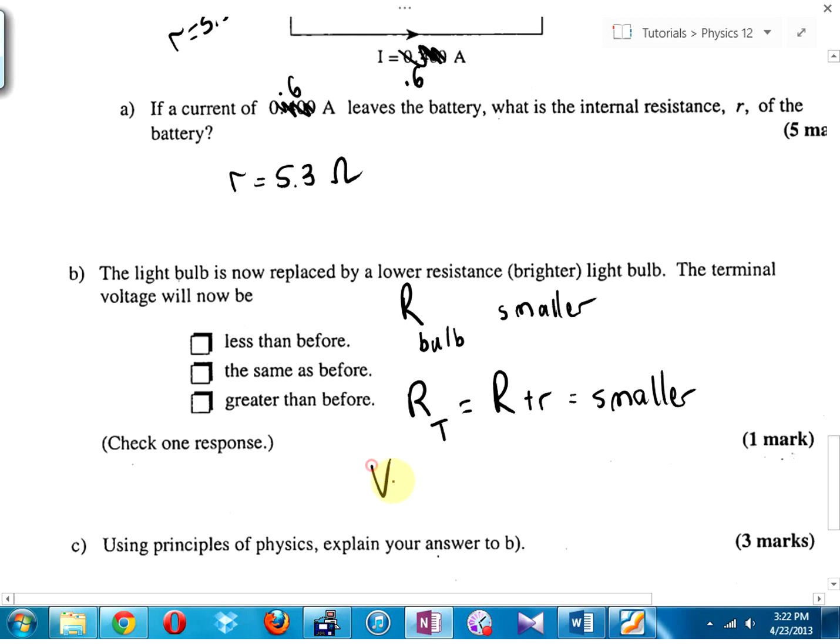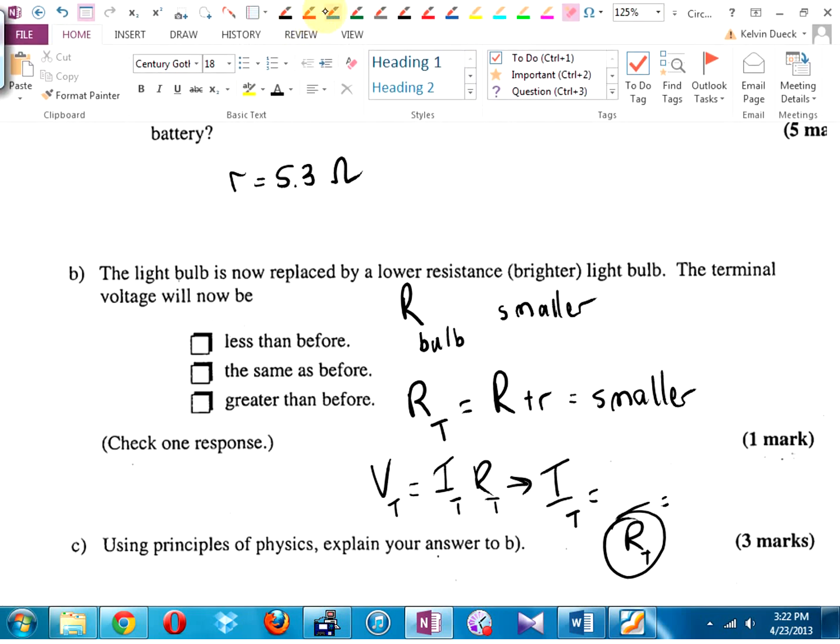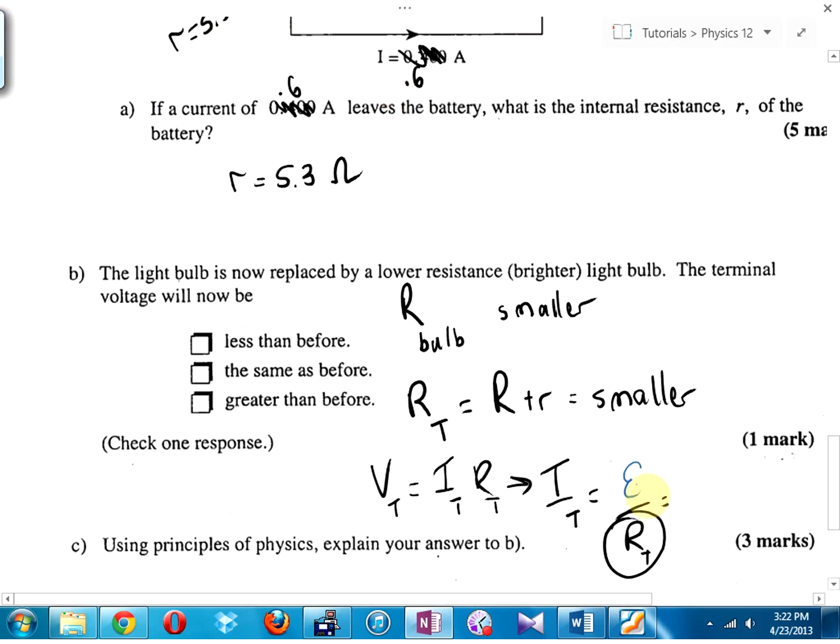Oh, and V total equals I total, R total. You know what? Total current is going to be V total divided by R total. So if this gets bigger, and remember my total voltage, this is really my maximum theoretical chairlift. What would happen to the new total current? Bigger, smaller, or stays the same?